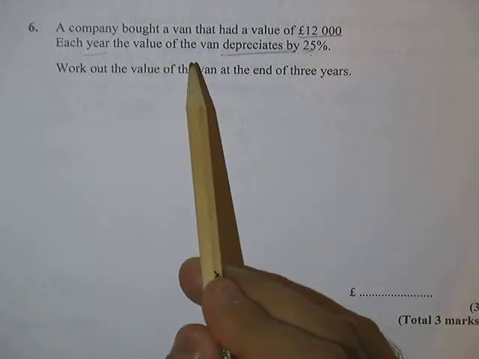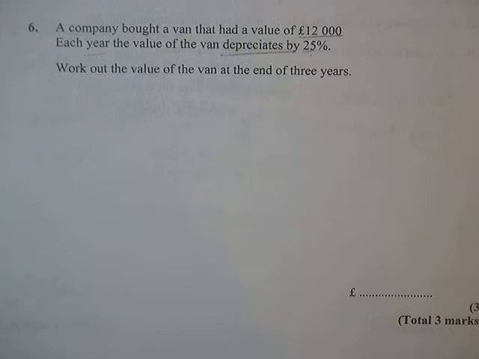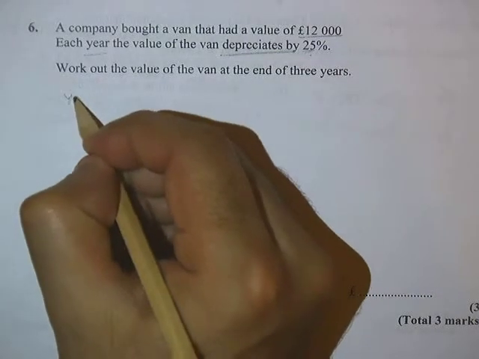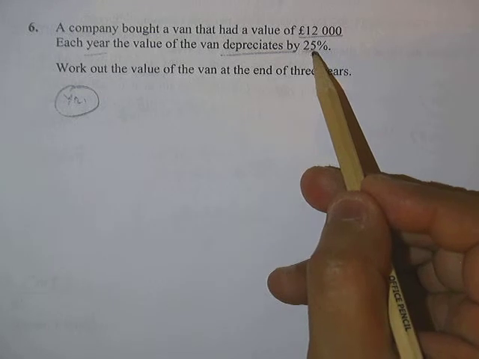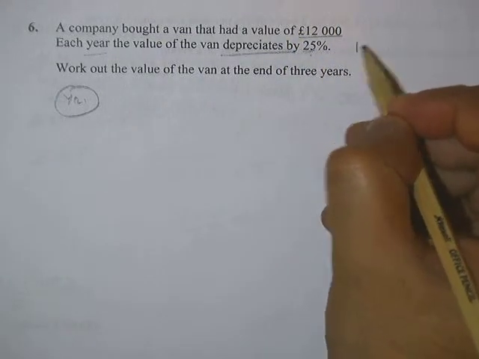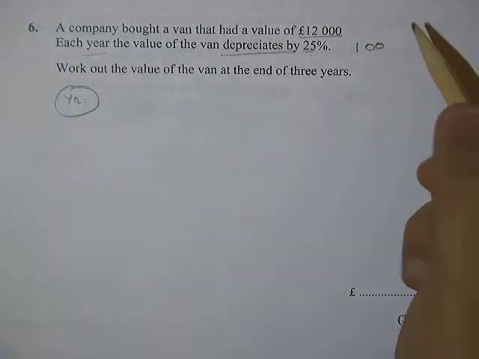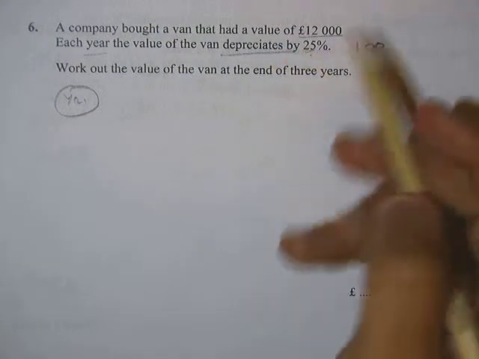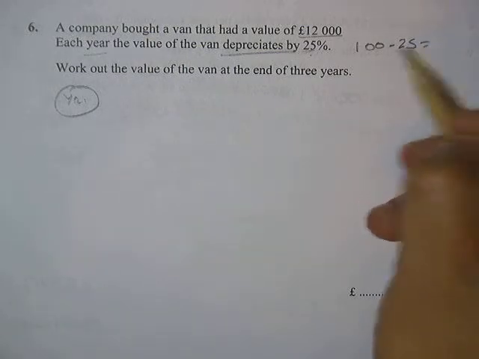Work out the value of the van at the end of 3 years. Now I'll do that in the two method system I've shown earlier. So year 1. Now we can do a multiplier method here. I just want to show you what you do. In the previous cases for interest, we did the original starting value, which is 100%, and we added the compound interest rate. Because it's depreciation, all we do this time, we take away the percentage depreciation. So here we go, 100 take away 25.